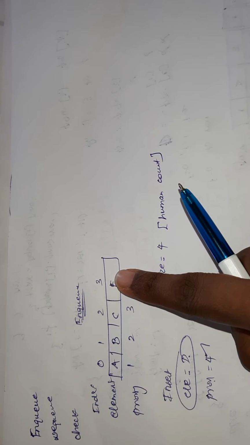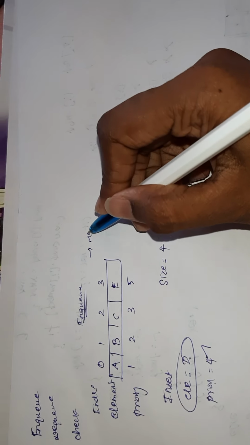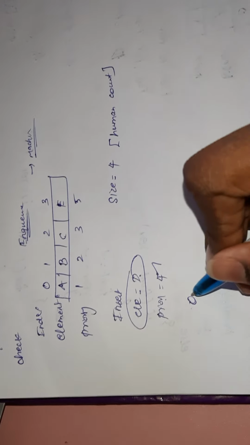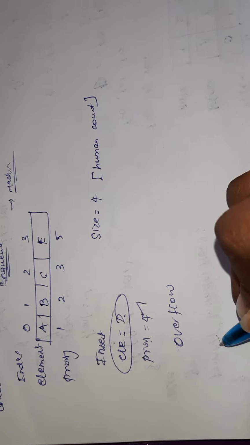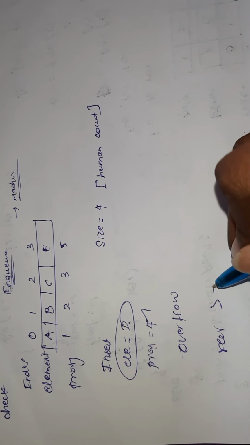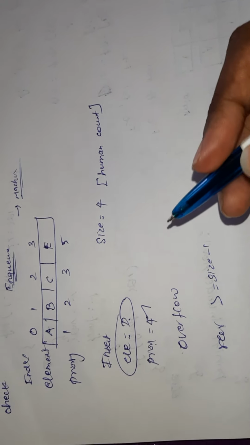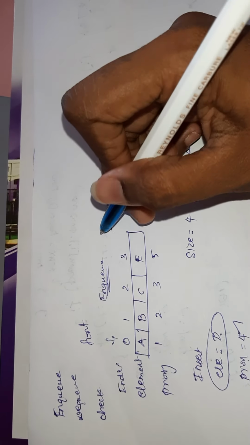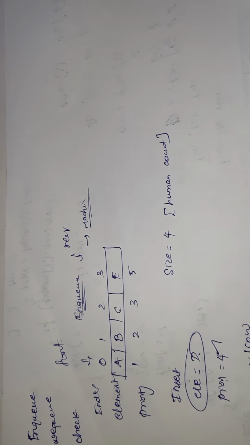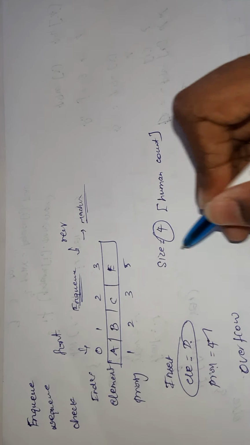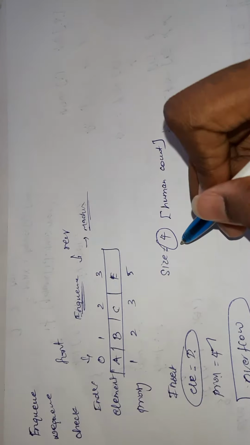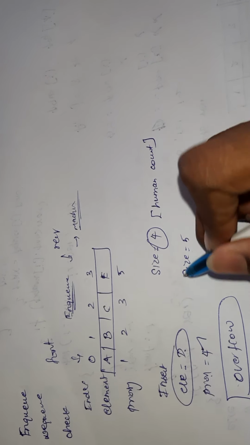If all 4 positions are filled, the 0 to 3 is the machine count. If it is already filled, it will give overflow. That is, if rear is greater than or equal to size minus 1. We already know this is the front position and this is the rear position. Rear is 3, and it is greater than or equal to 4 minus 1, which is 3. It is equal, so this means overflow. Suppose instead I give the size as 5.